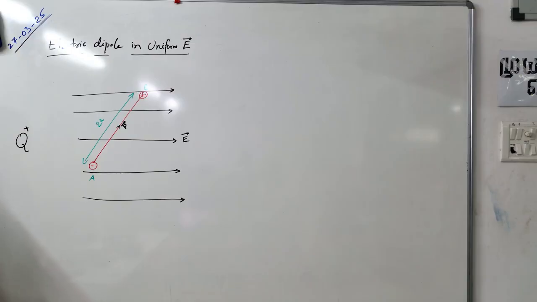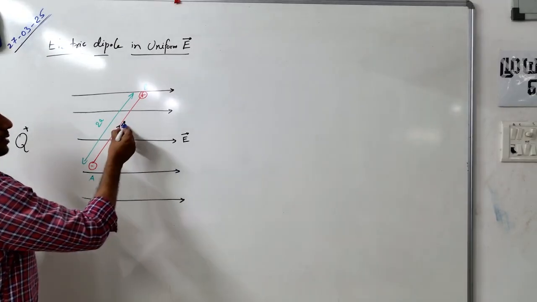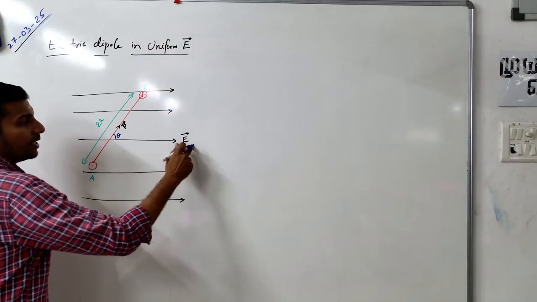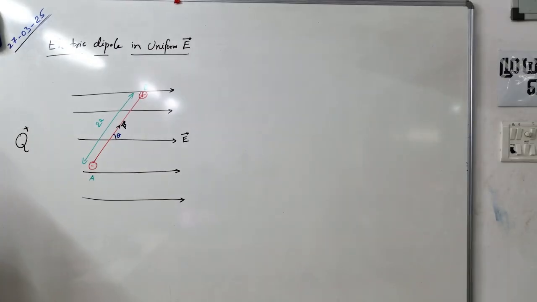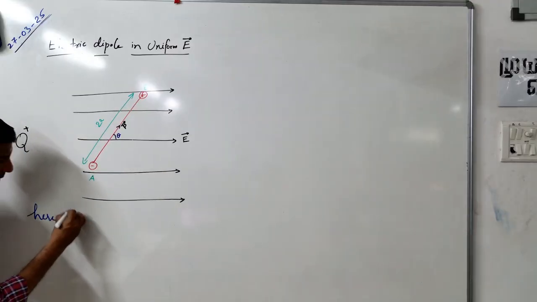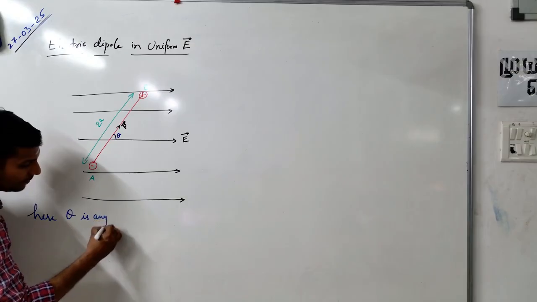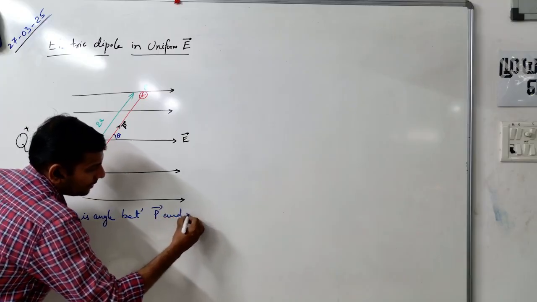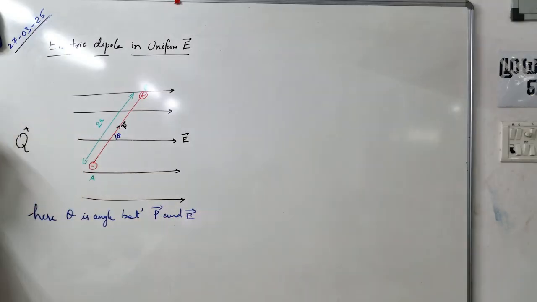Okay. If you observe carefully, the P vector is making an angle theta with the E vector. Fine. So here theta is the angle between P vector and E vector. Noted? Can we proceed?